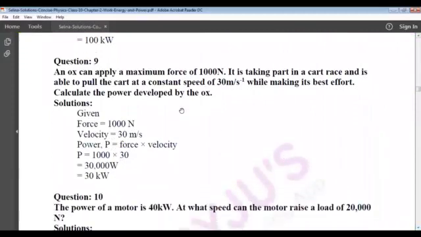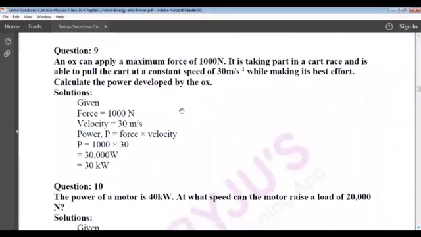Next one, an ox can apply a maximum force of 1000 Newton. It is taking part in the cart race and it is able to pull the cart at a constant speed of 30 meter per second while making its best effort. Calculate the power developed by the ox.